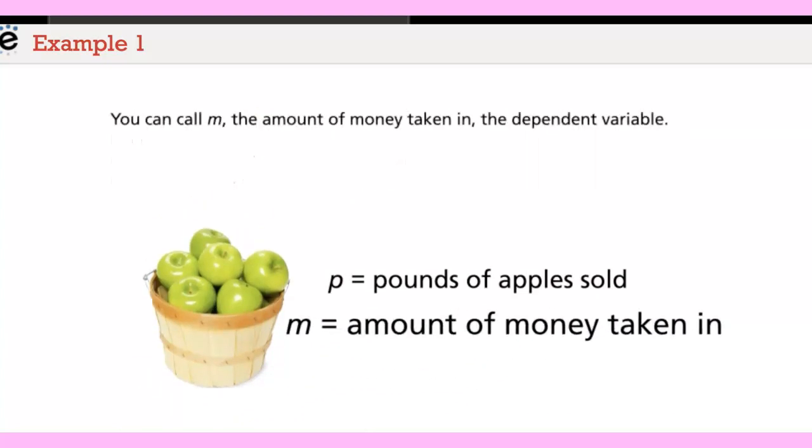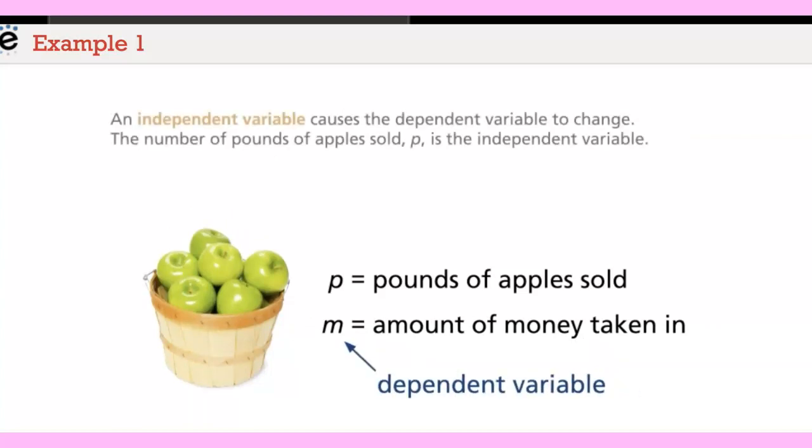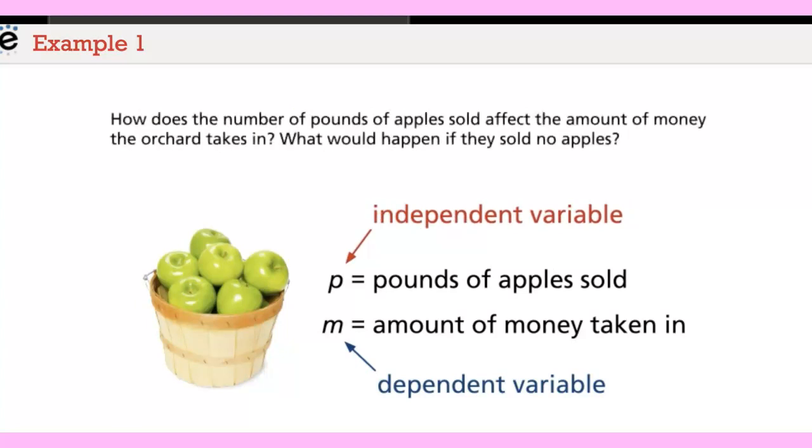You can call M, the amount of money taken in, the dependent variable. An independent variable causes the dependent variable to change. The number of pounds of apples sold, P, is the independent variable. How does the number of pounds of apples sold affect the amount of money the orchard takes in? What would happen if they sold no apples?